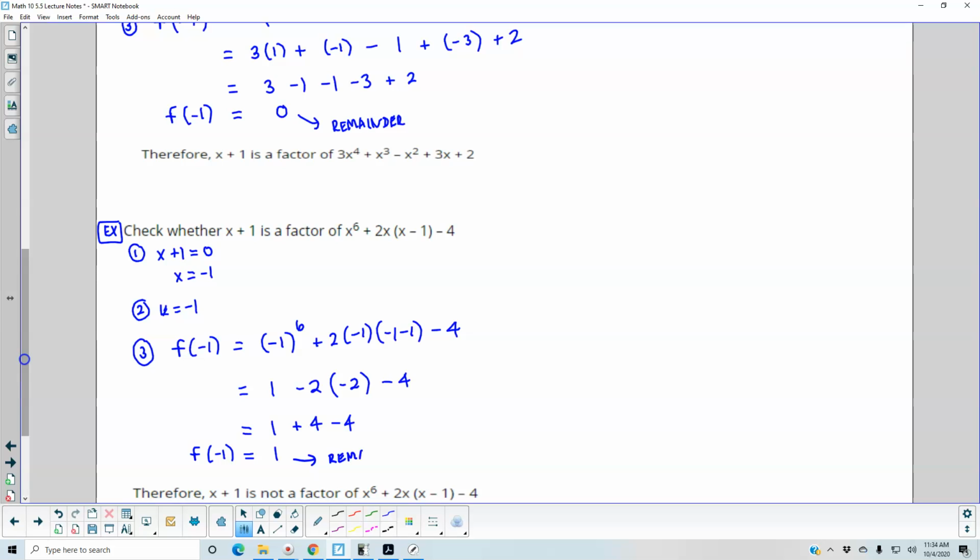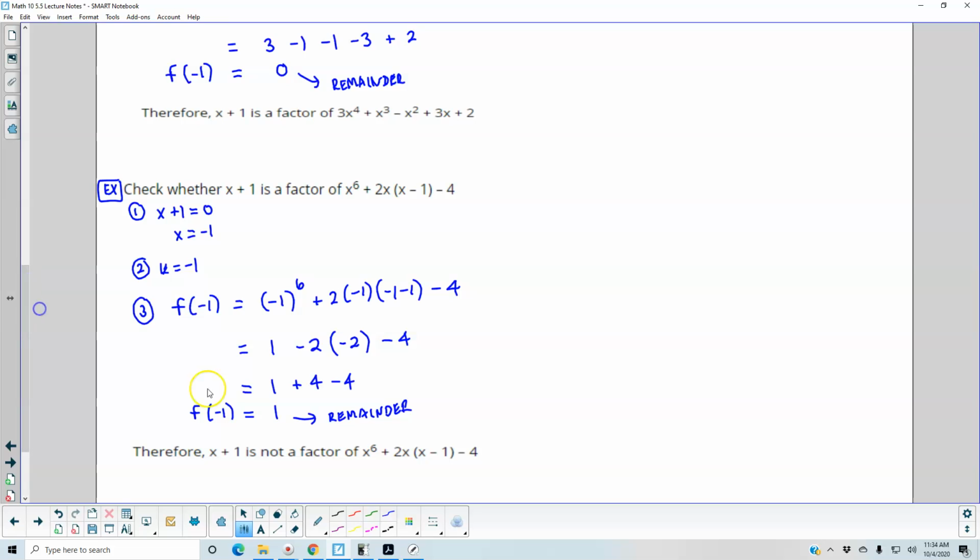Now, since we didn't get a remainder of 0, we cannot say that x plus 1 is a factor of this function. So we can say that, therefore, x plus 1 is not a factor because we did not get a remainder of 0.